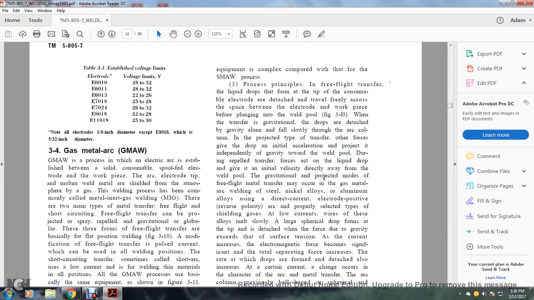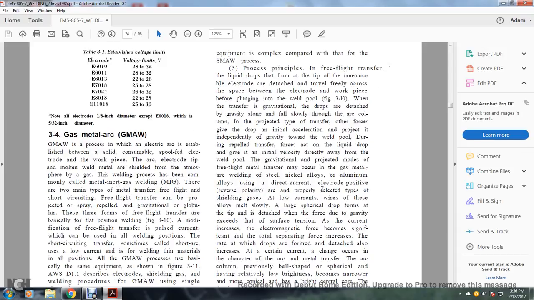The gravitational and projected modes of free flight metal transfer may occur with gas metal arc welding of steel, nickel alloys, and aluminum alloys using direct current electrode positive, or reverse polarity, arc and a properly selected type of shielding gas. At low current, the wire of these alloys must be melted slowly.